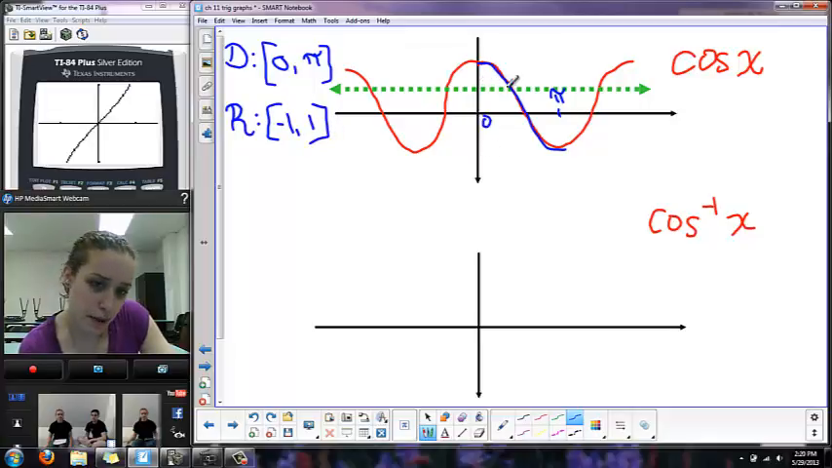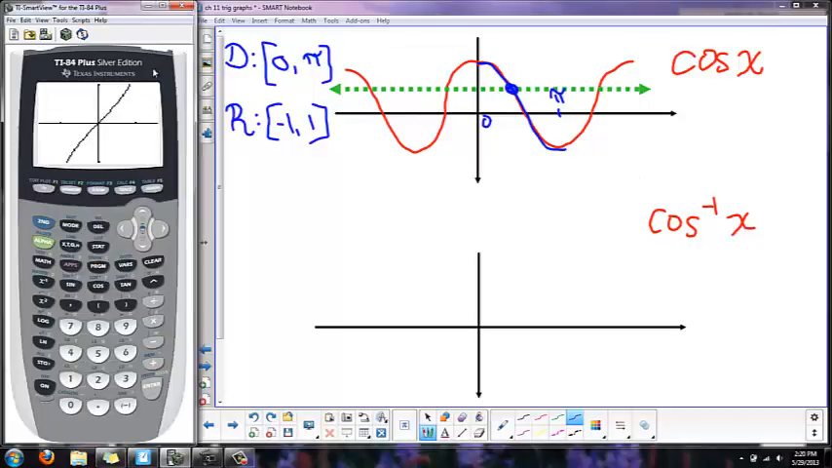Now because I restricted my domain, it passes the horizontal line test. Therefore, when I flip it over the line y is equal to x, my inverse is going to be a function. So let's come over here and graph what that would look like. Instead of doing the inverse of sine, I'm going to type in secant inverse of x and graph that. And I need to actually change my window because this is between 0 and pi this time. So window between 0 and pi. And graph.